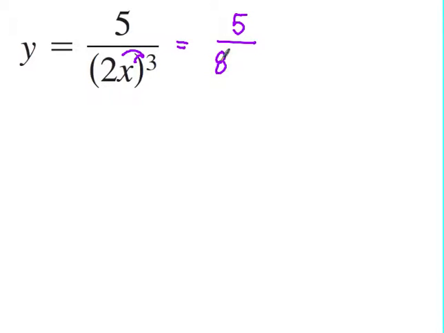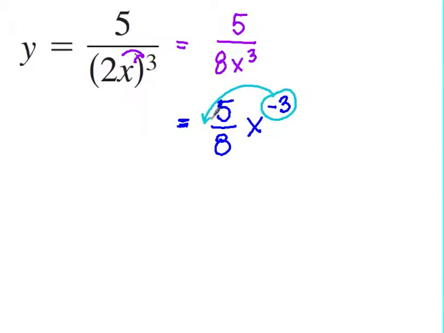8x cubed. Now, if you remember how I started, I said that we can't find the derivative if we have a variable in the denominator. So how do I write that so it's not in the denominator? That's what 2 times 2 times 2 is. How do I get it so it's not in the denominator? x to the negative third. Very good. So now, from yesterday, I bring the negative 3 where?